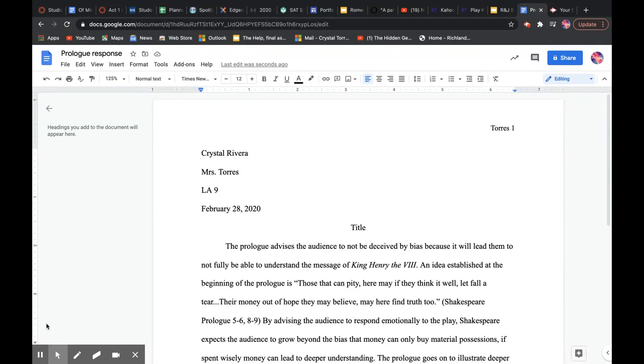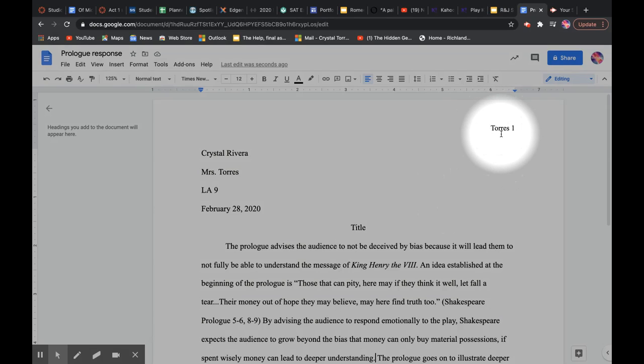Today we are going to be talking about how to create a paragraph response using a level 3 question. What we want to make sure that we do before we get started is have our header in the top right space with our last name and the page number. Remember, underneath the header on the left-hand side, you have your heading with your first name, the teacher's name, the class period, and the date that it's going to be due.